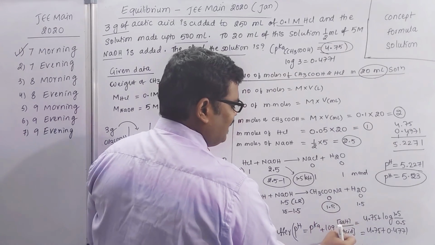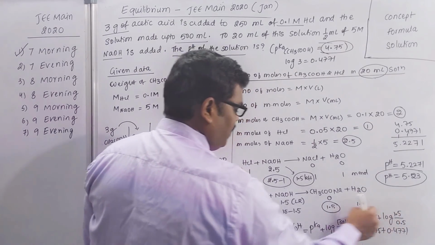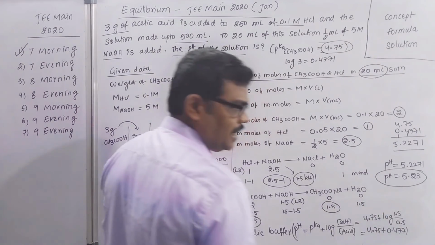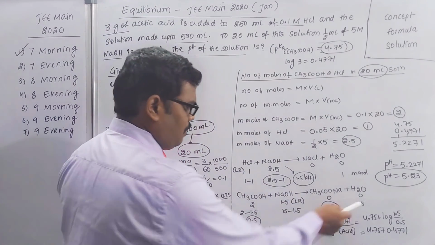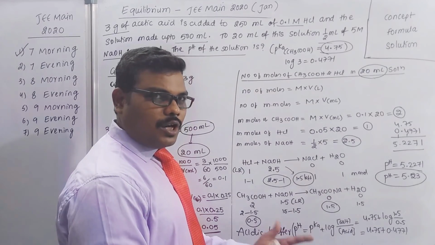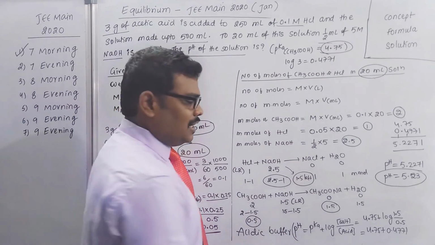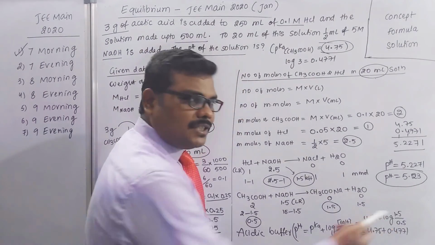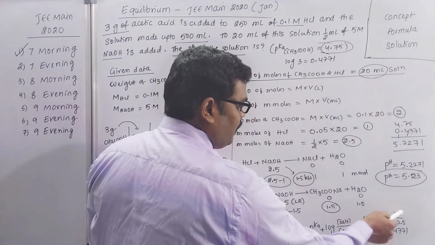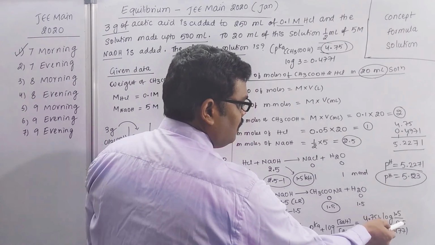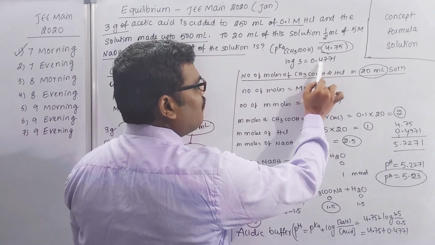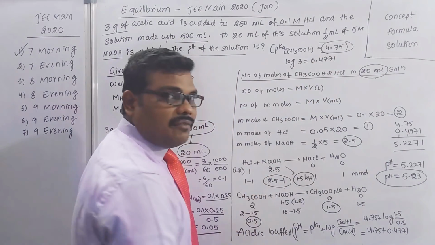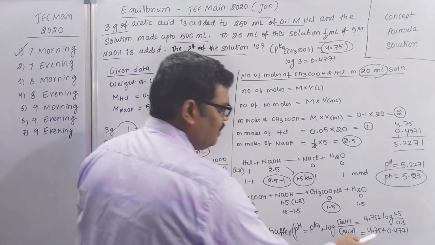And for log salt by acid, I have to take concentrations, but I have taken millimoles directly, because millimoles by volume in milliliters gives concentration. Here both are present in the same solution, so the volume of salt and acid are the same. That's why I neglected that. If we substitute, it will cancel. Then 1.5 by 0.5 becomes log 3. The log 3 value is 0.4771, already given in the question. So we need to add these two.